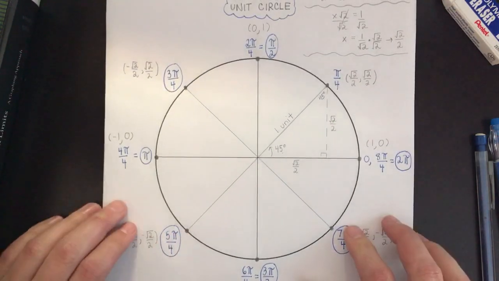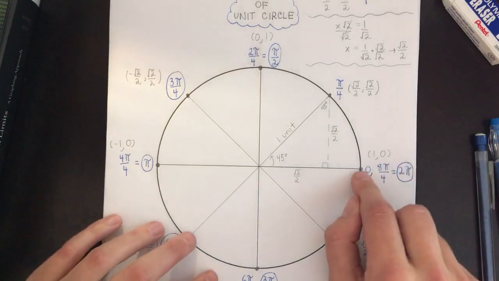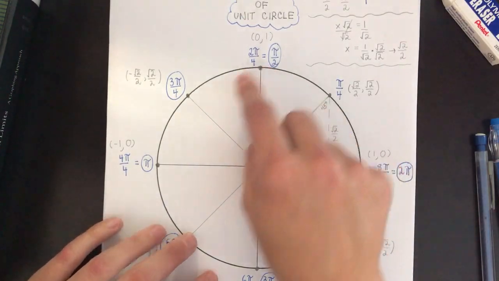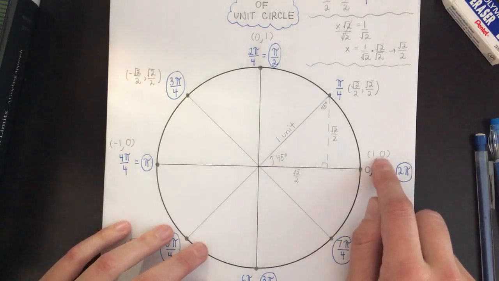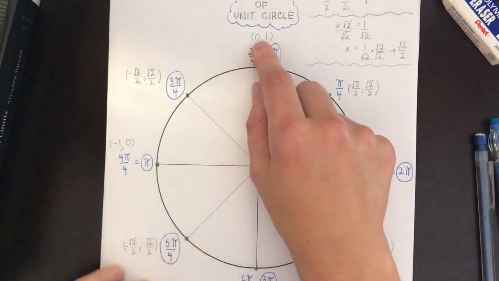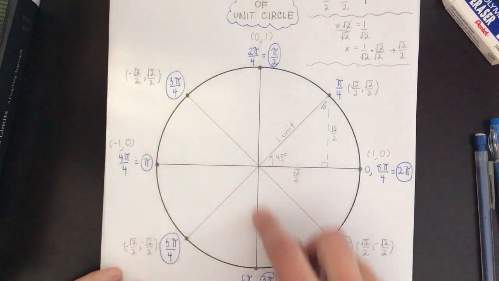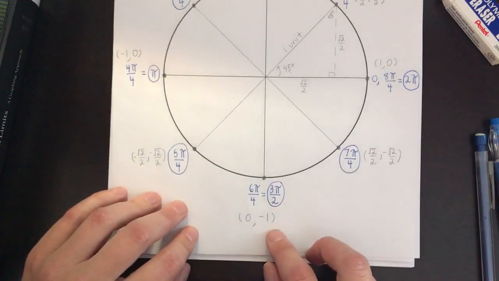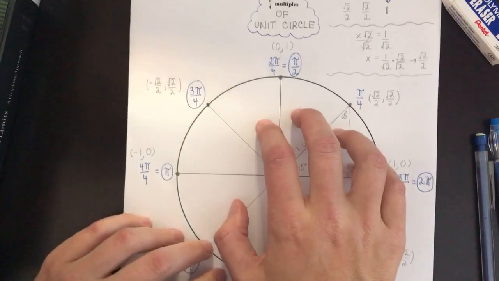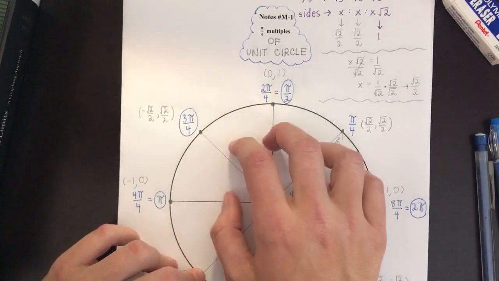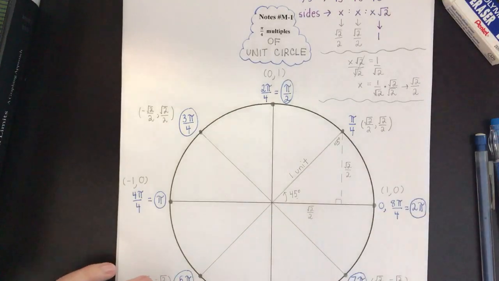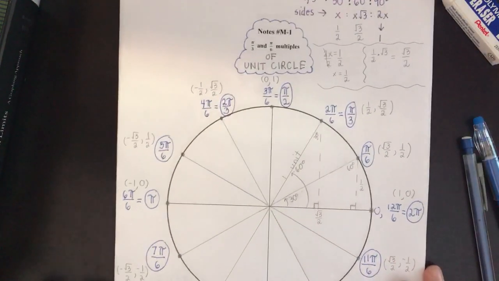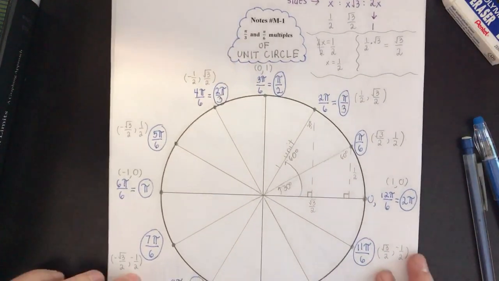And of course, you should remember that these coordinates here at 0, pi over 2, pi, and 3 pi over 2 are the easy ones. This is 1, 0, 0, 1, negative 1, 0, and 0, negative 1. Okay, so that's our pi over 4 multiples in radians, or in other words, our 45-degree angle measure. So now let's switch gears to our pi over 3 and pi over 6 multiples.